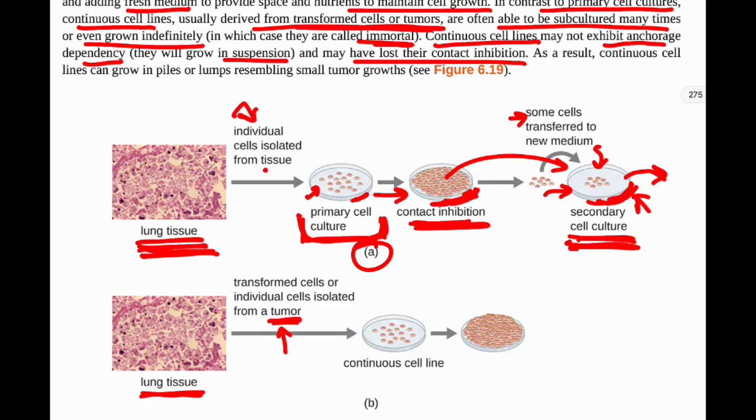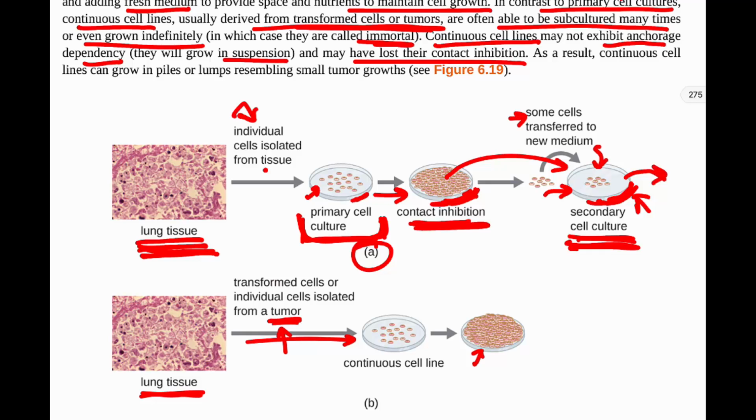And in this case, again, we don't see this anchorage issue. They can start to pile up and grow on top of each other. They don't have to be anchored down, and they don't have contact inhibition. So these can be extremely useful because they don't have to be babysat as much. They can grow over and over and over again. They go through mitosis over and over and over again, and they don't get to a point where they die.